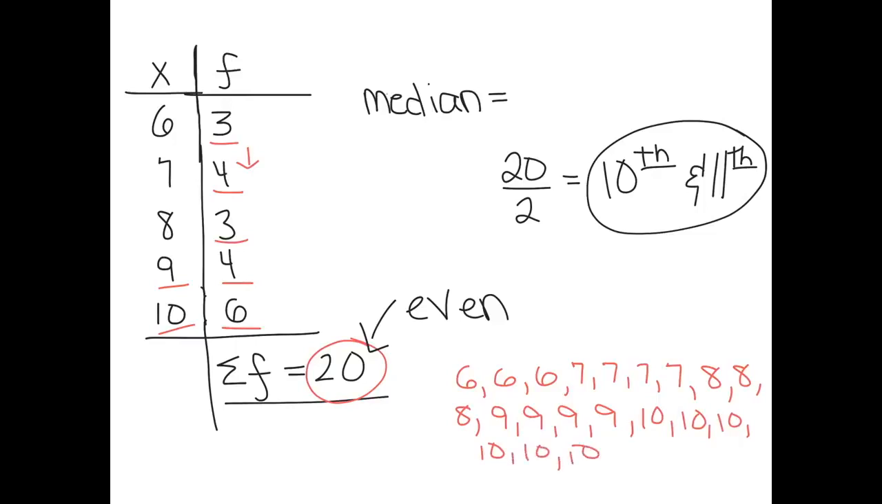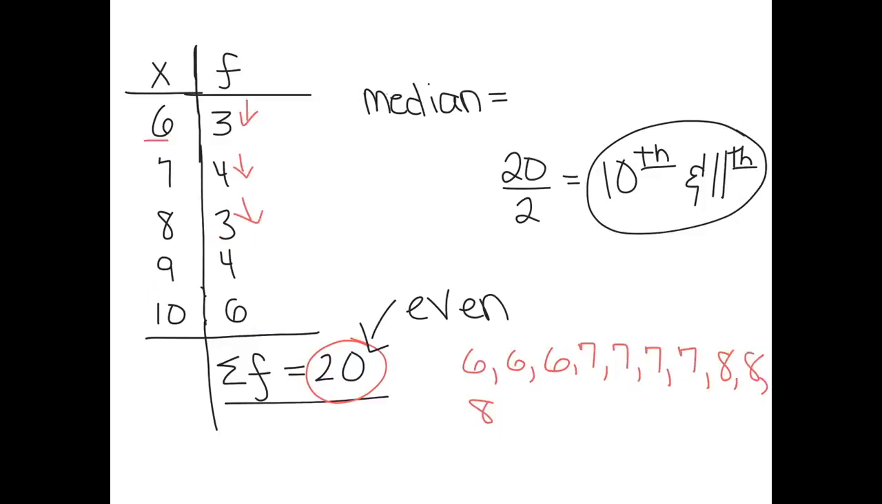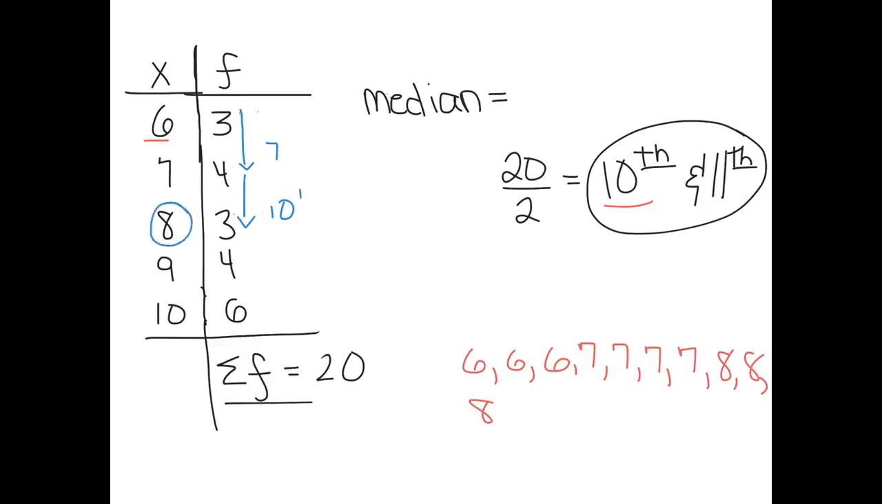Instead of using the data set that we just wrote down, we're going to use the frequency table instead to find the values in the 10th and the 11th position. Using the frequency table to find these values is easier when we have large data sets. Now I want to find the number that's in the 10th position, so I'm just going to add up my frequencies. 3 plus 4 is 7. And then 7 plus 3 is 10. So that means that 8 is in the 10th position.